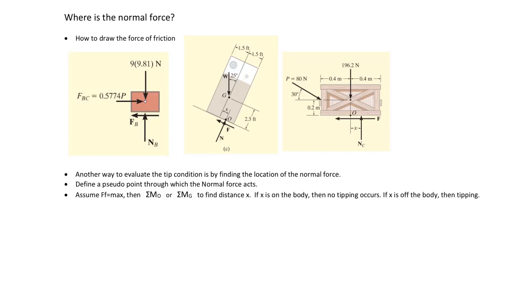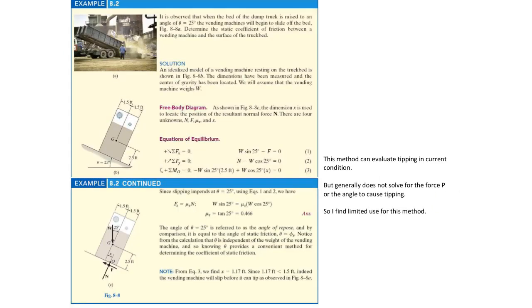So here's the deal. If x, the normal force, is on the body, then no tipping occurs. If x is off the body, for example, when you solve for this x, it's way out here, then that means that it's a tipping situation. And there's a good example here in the textbook, and you should walk your way through that if you're interested. I suggest that this method can help evaluate tipping in its current condition.